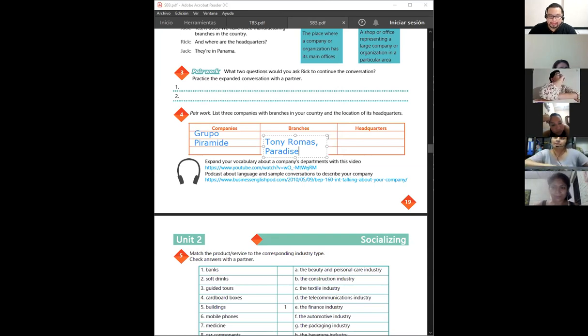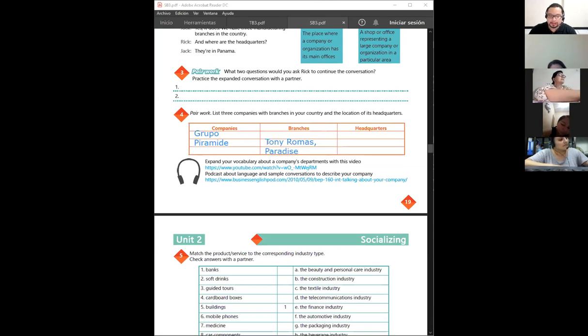Okay, also remember, this should be the company. This company is managed by Grupo Pyramide. The company has branches. Tony Romas is a branch, Paradise is a branch. These companies have sub-branches, in this case, different places where Tony Romas is located, also where Paradise is located, right? So, where is the headquarters? Where is Grupo Pyramide? Zona Rosa. Okay, if you see, we have Grupo Pyramide, which is the company. We have the branches, Tony Roma's, Paradise, and some other restaurants in this case. And the headquarters is in Zona Rosa.